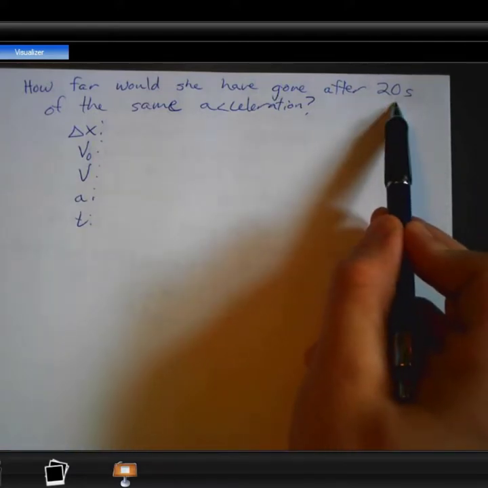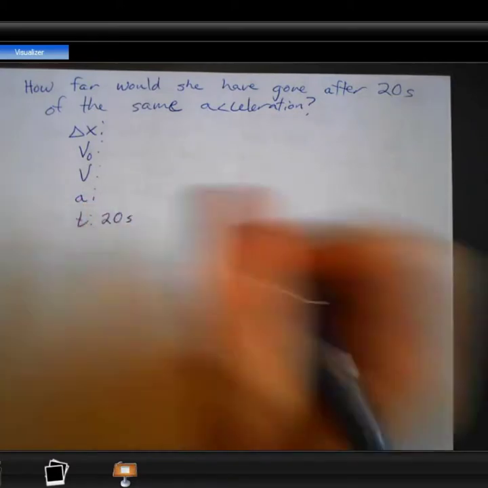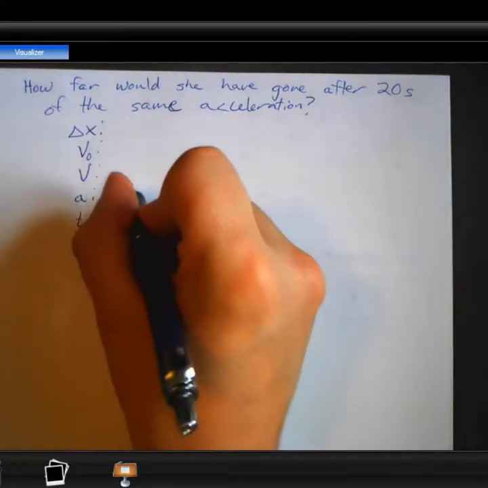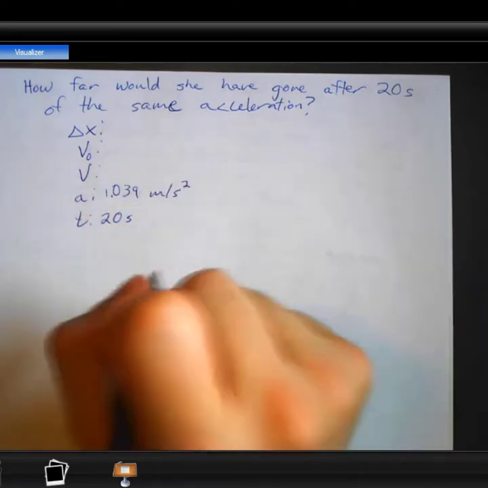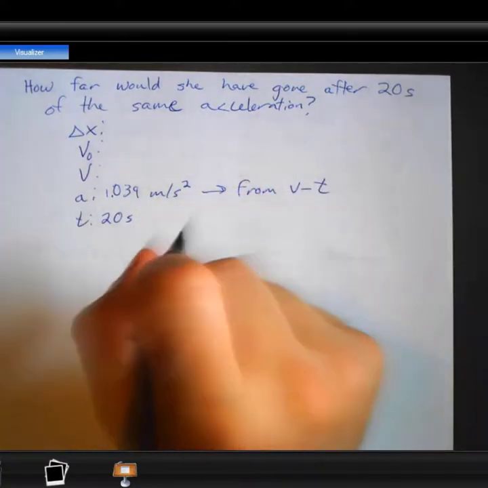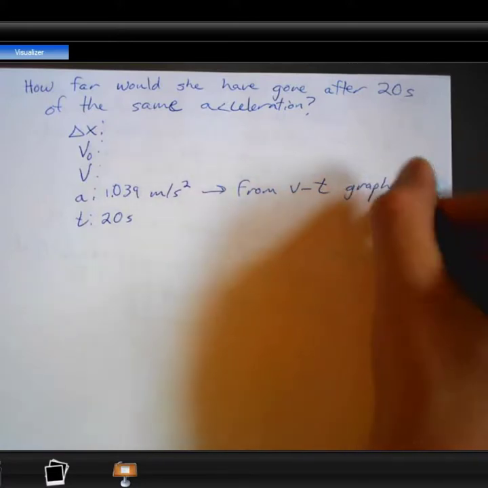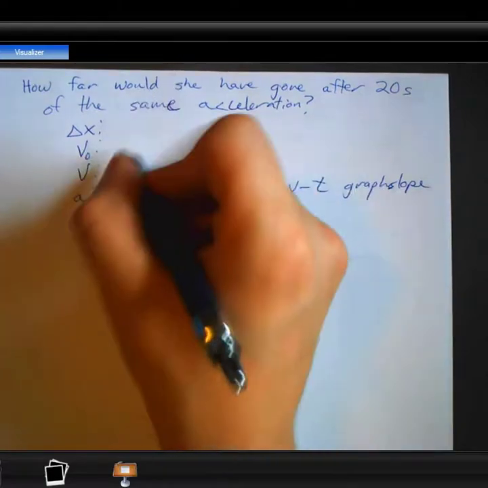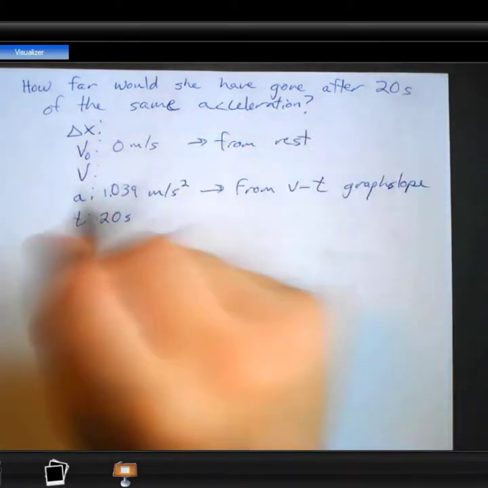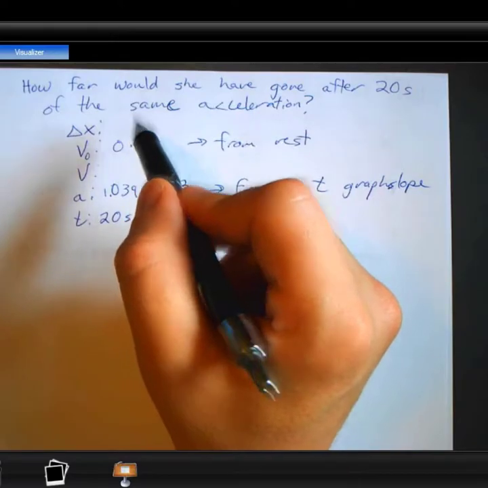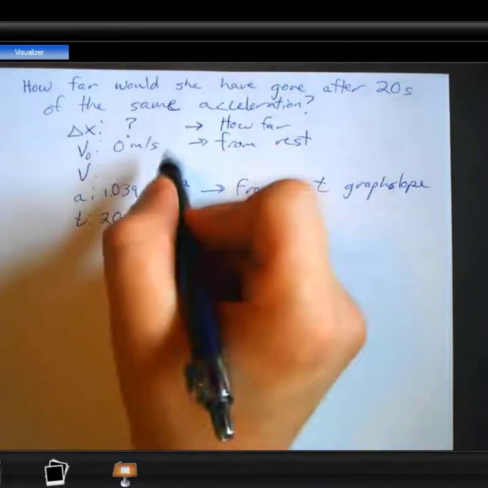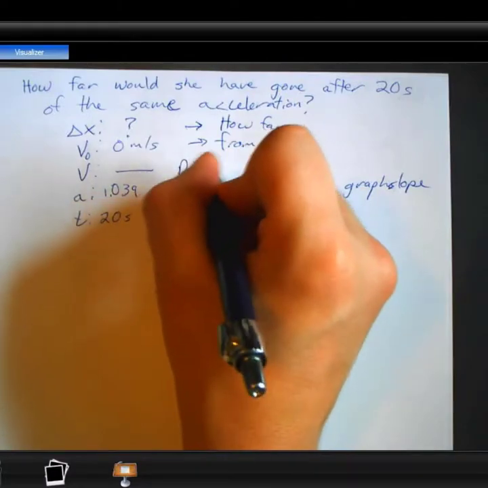So we know from the problem, we can go right down here, it's 20 seconds, that is going to be our time. We know the acceleration of 1.039 meters per second squared. That's from the velocity time graph, specifically the slope of the graph. We again know she started from rest. And that's all we need. We need to find, because we have how far, delta x, and we don't need this.